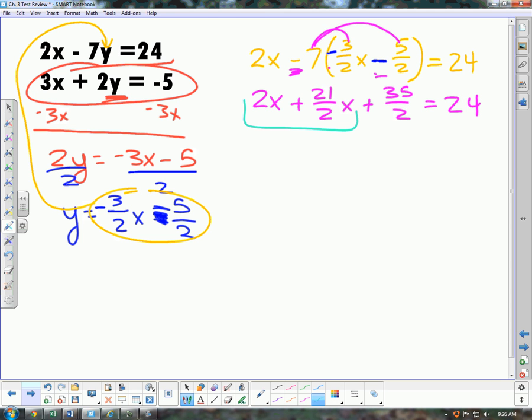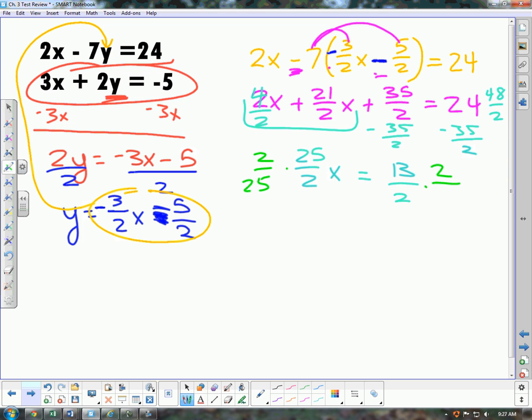Combining these two things, that would be like 4 halves, and 4 halves plus 21 halves is 25 halves x. We're going to subtract 35 halves from this side, and you will get 13 over 2. And the reason you get 13 over 2 is because in halves, 24 is going to be 48 halves. And 48 minus 35 is 13. And then finally, you would multiply by 2 over 25 to both sides. And x will equal 13 25ths.